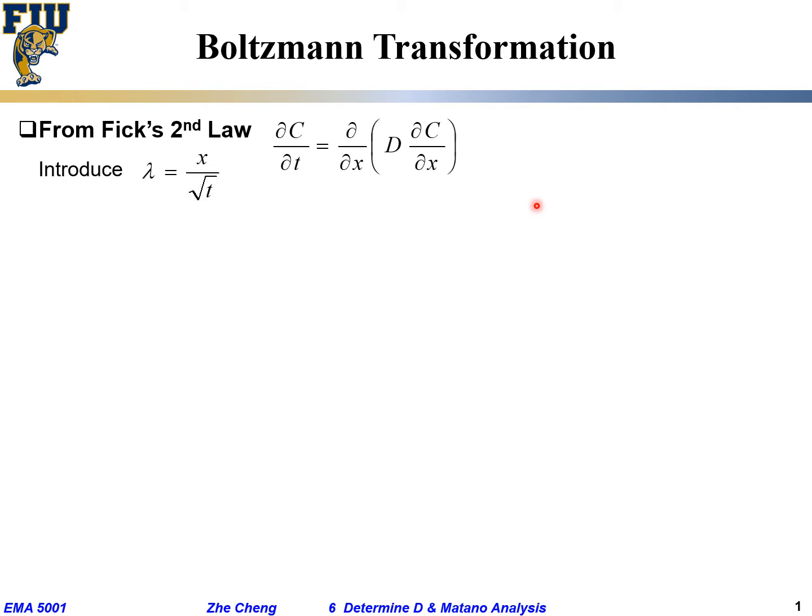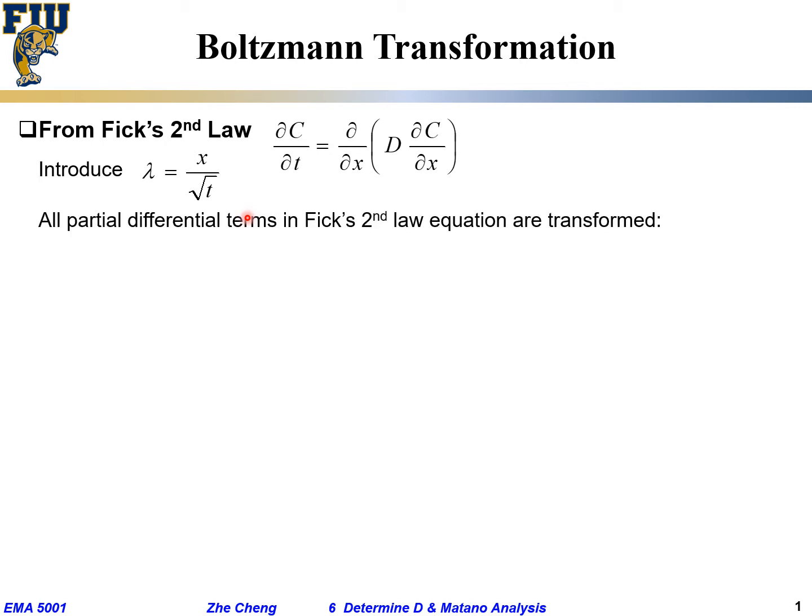Smart people, Boltzmann, he introduced a parameter called lambda. How do we define lambda? We define it as x, location, divided by the square root of t. Okay? Boltzmann did the transformation. He introduced this additional parameter called lambda, and then all the so-called partial differential terms in this Fick's second law will be transformed. We're going to do the transformation by utilizing this parameter lambda.